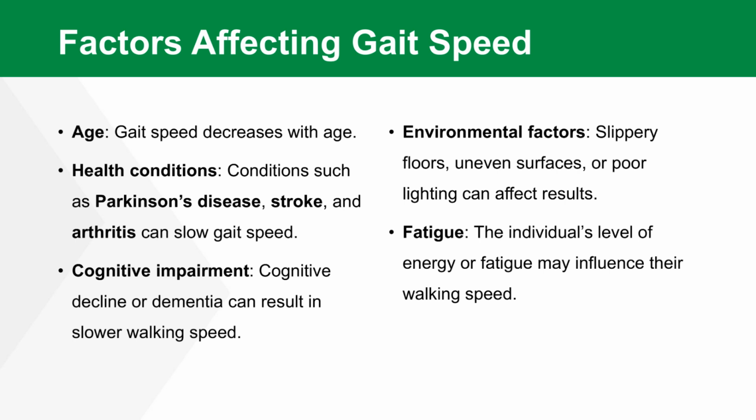There are factors that can affect gait speed. Obviously, age can affect gait speed, as well as diseases that impair ambulation, such as a stroke or Parkinson's disease, and even arthritis can slow gait speed. Cognitive impairment can slow walking speed, and environmental factors such as slippery floors, uneven surfaces, or poor lighting, or even problems with hearing can be a factor in terms of decreased walking speed. Also, if our patient is fatigued, it can negatively affect walking speed.